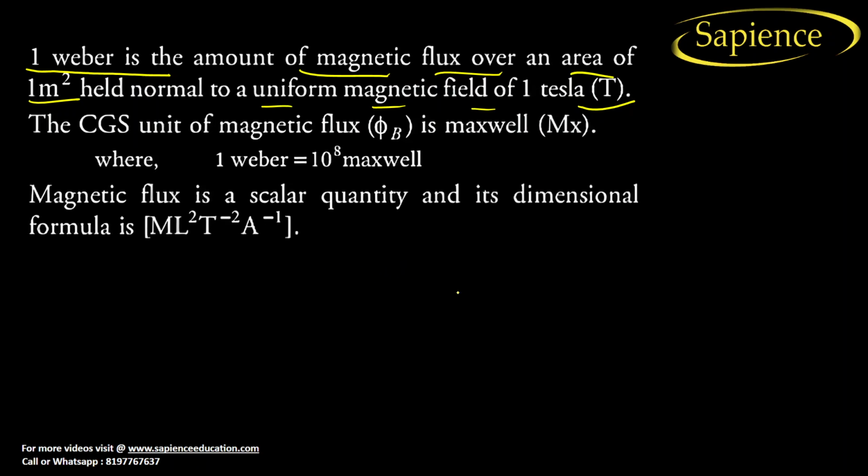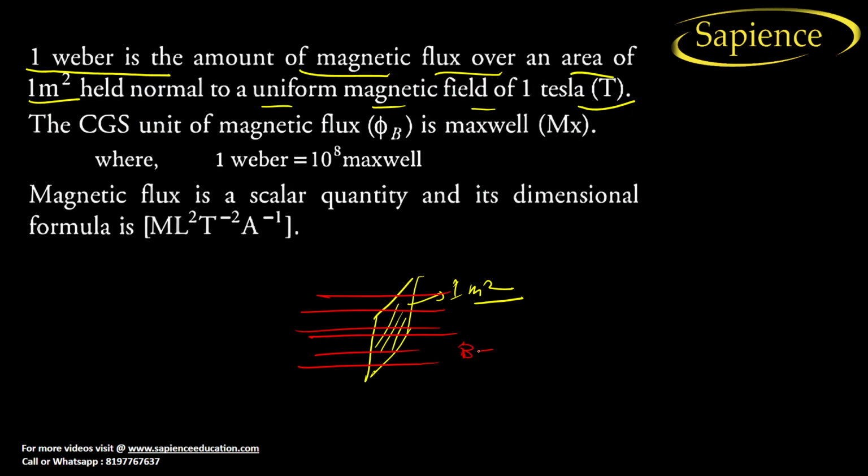Amount of magnetic flux over an area of 1 meter square. Let us consider this is an area of 1 meter square, and there is a uniform magnetic field. So what is the value of this magnetic field? B is equal to 1 Tesla.